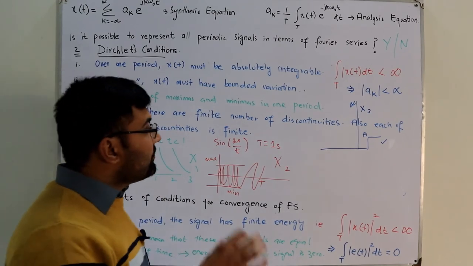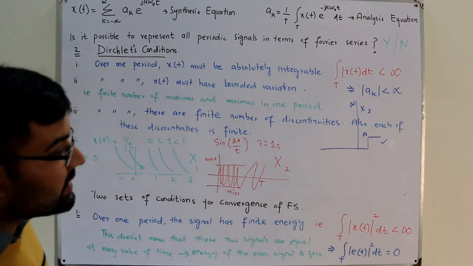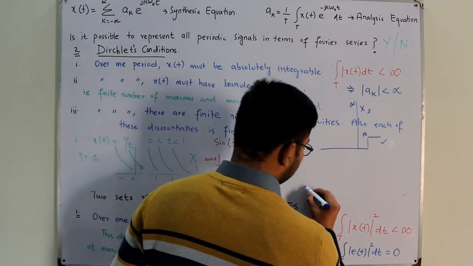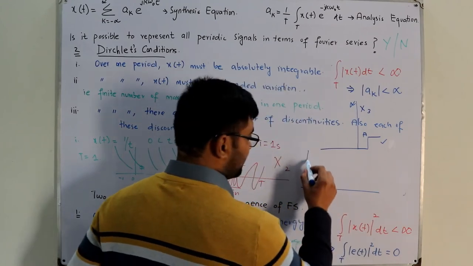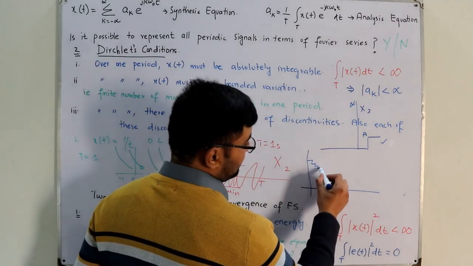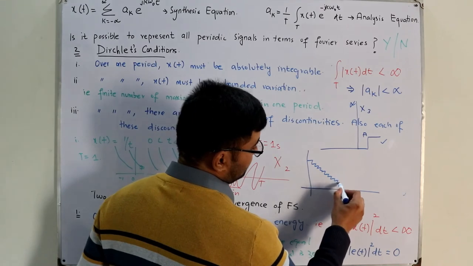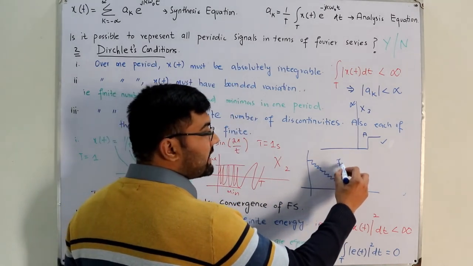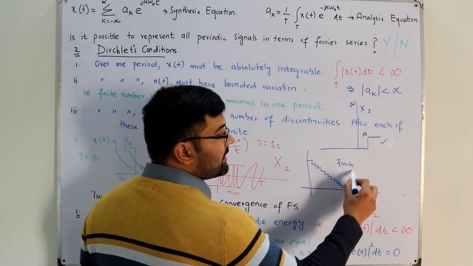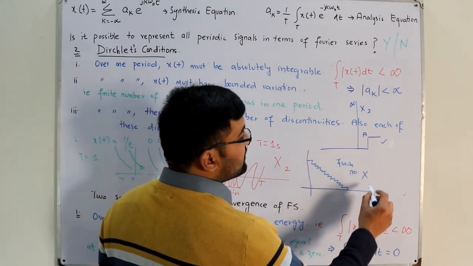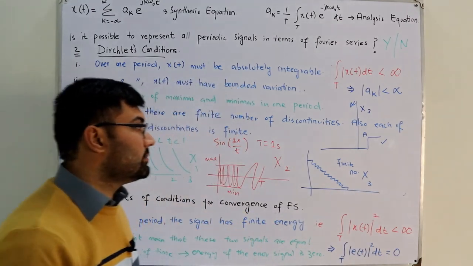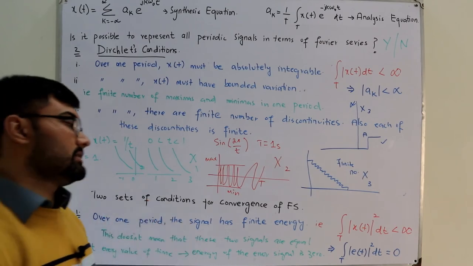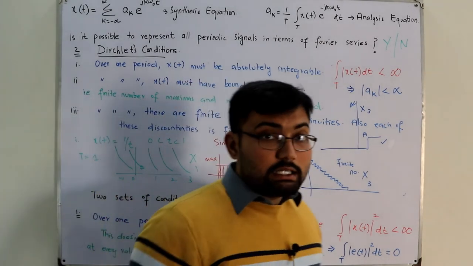Also, if you have a finite discontinuity, the number of those discontinuities should also be finite. For example, if you have a signal like this, have a look. What is this telling you? Each of the discontinuities is finite, but the number of discontinuities is not finite, which means that it is again not satisfying condition number three, so it also does not have a Fourier series representation.